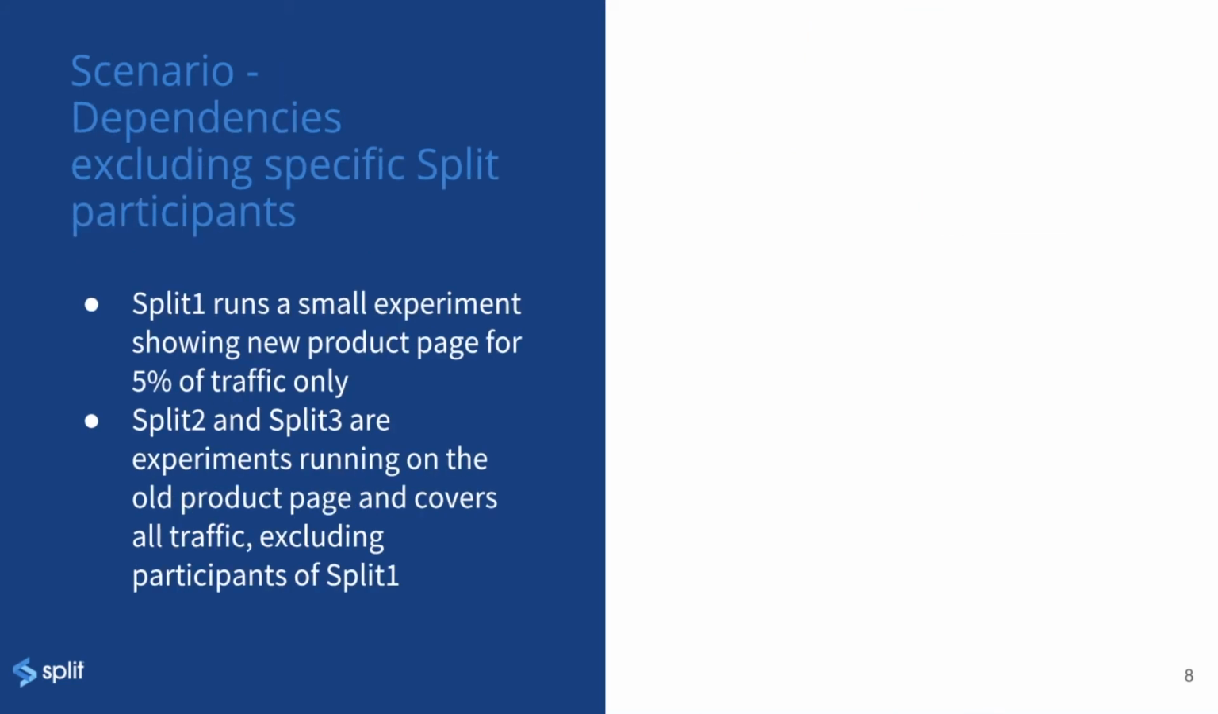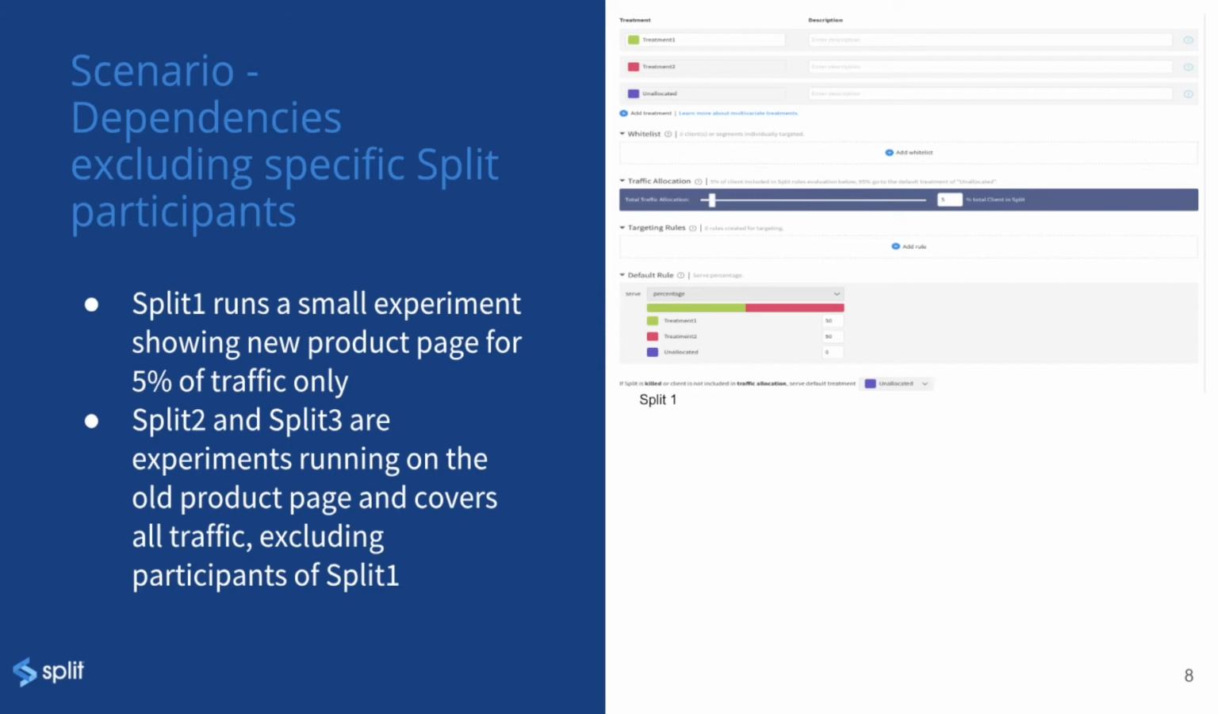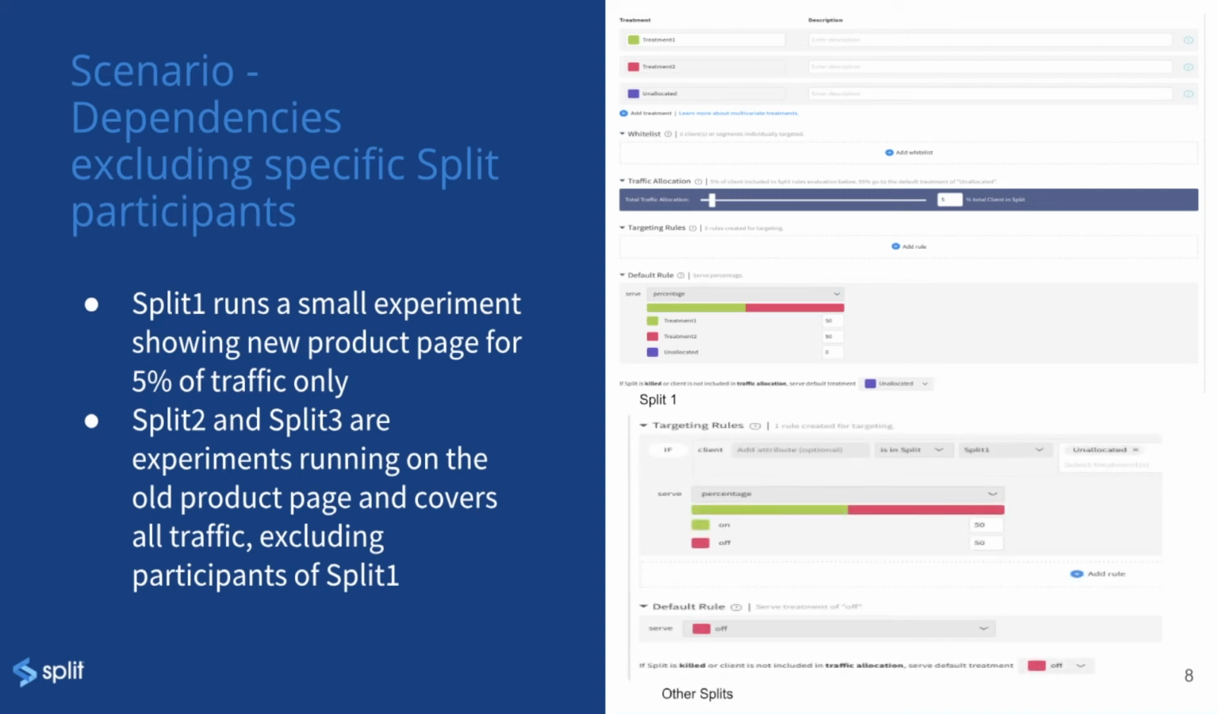Another example is if we want to exclude a specific split from participating in any other split. For example, if we have an experiment that is running only for a small percentage of our traffic, just 5%, and this experiment is actually showing a whole new page for our product. So in the other splits that are relevant to the old page, we should exclude the users from the first split that are participating and actually got the new page.